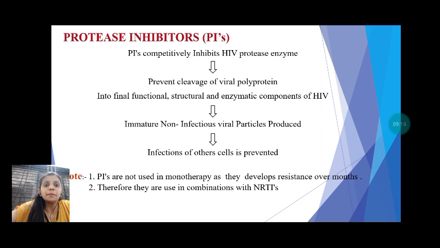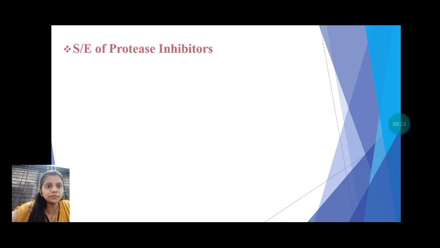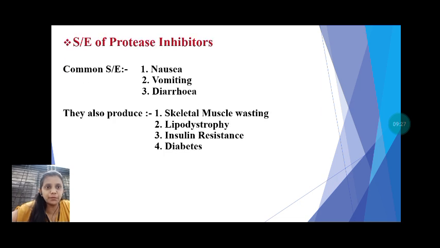Note: protease inhibitors are not used in the monotherapy as they develop the resistance over months. Therefore, they are used in the combination with other NRTIs. Side effects of protease inhibitors. The common side effects include nausea, vomiting, and diarrhea. They also produce skeletal muscle wasting, lipodystrophy, insulin resistance, and diabetes.